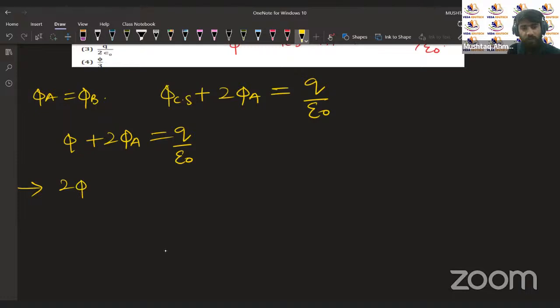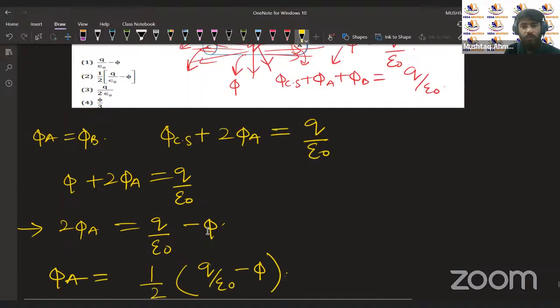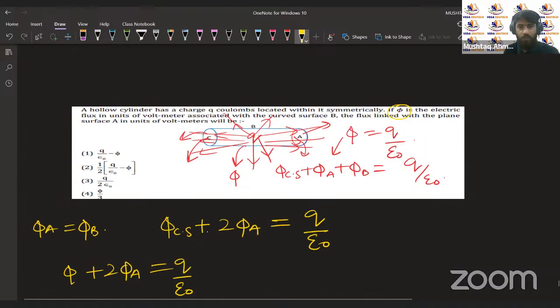So twice phi A will be equal to Q upon epsilon naught minus phi, or phi A will be equal to 1 upon 2 times Q upon epsilon naught minus phi, right? So this will be the linked electric flux through the plane surface, right? So from this, option number 2 is the correct answer. That's 1 upon 2 Q upon epsilon naught minus phi. This will be the flux through plane surface C and the plane surface A, right?